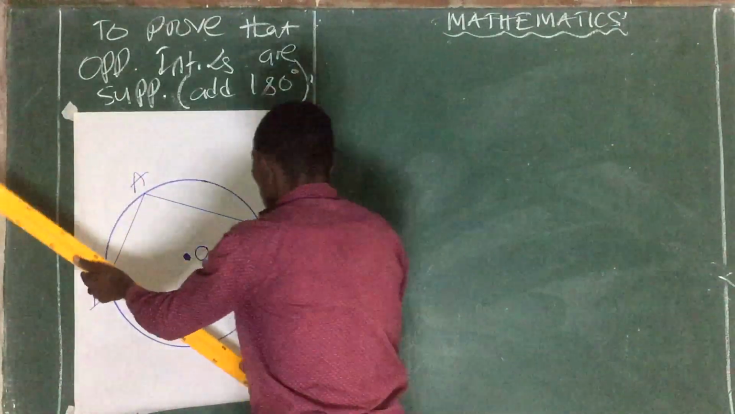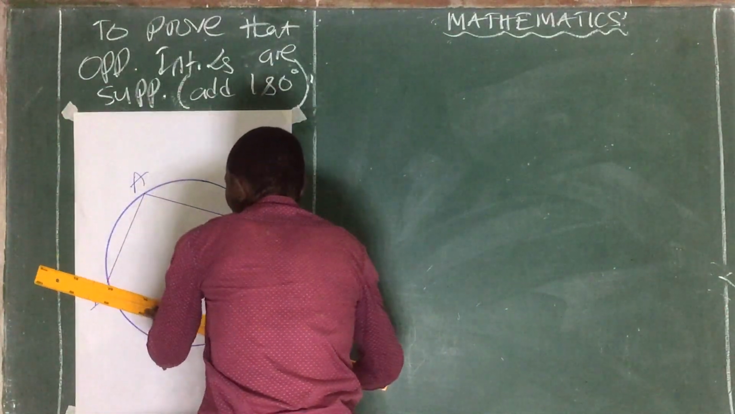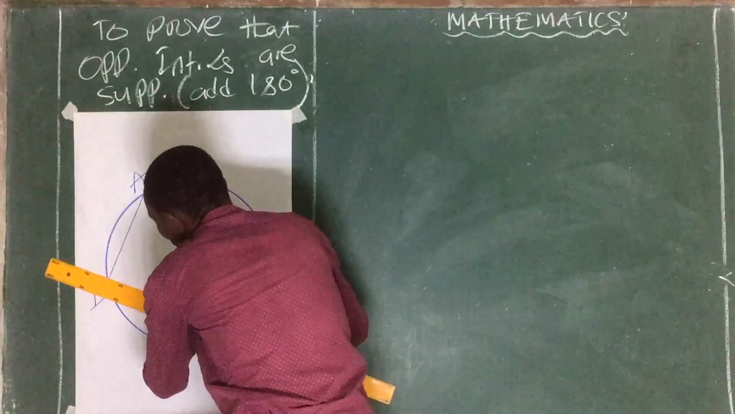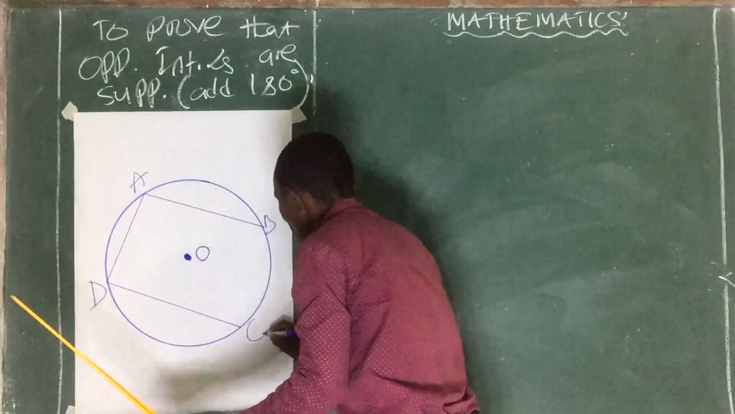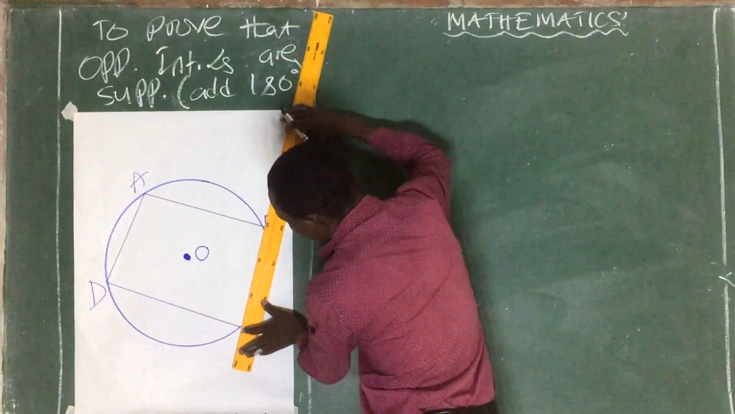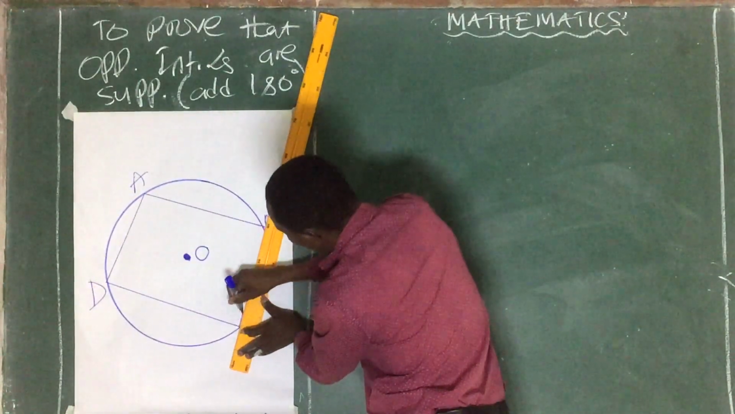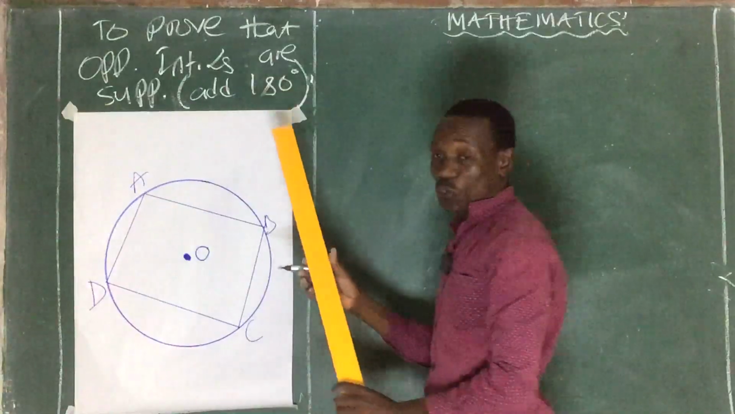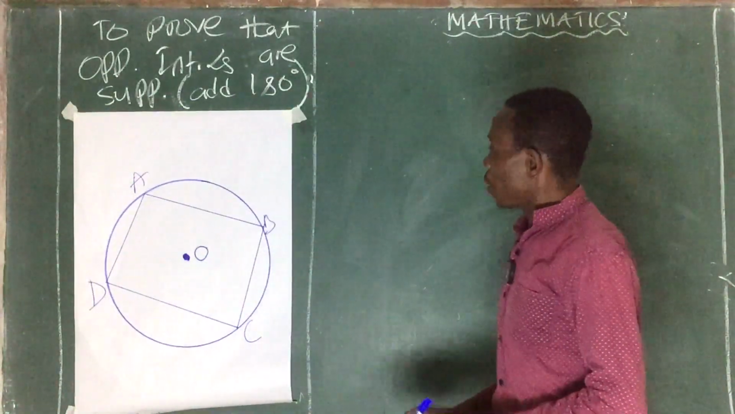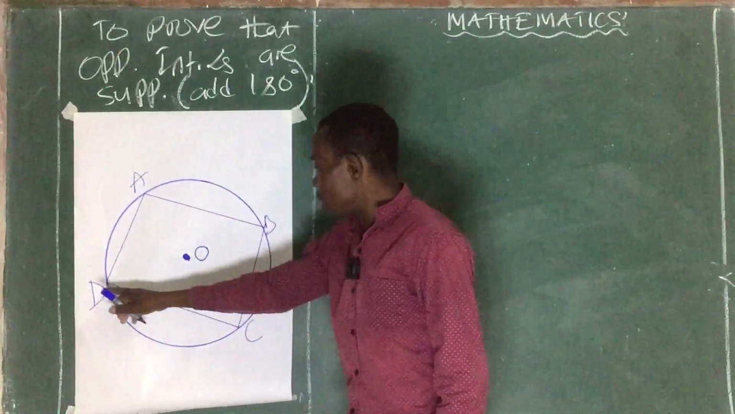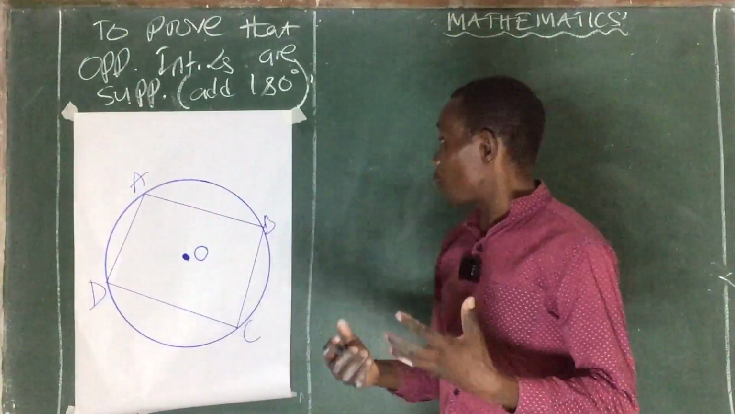And again, I also have another line connecting from D, heading towards maybe C. And then I join the B like this. So you can see what I'm doing here, and this is what you are supposed to do each time you like to prove a particular theorem. Right, so here we have A, B, C, D as a cyclic quadrilateral.